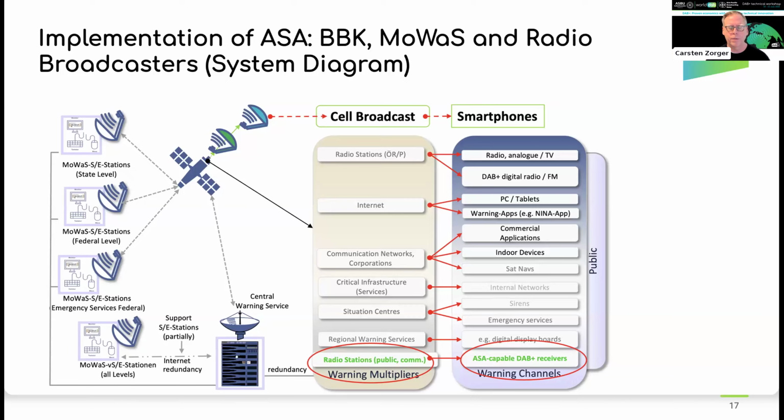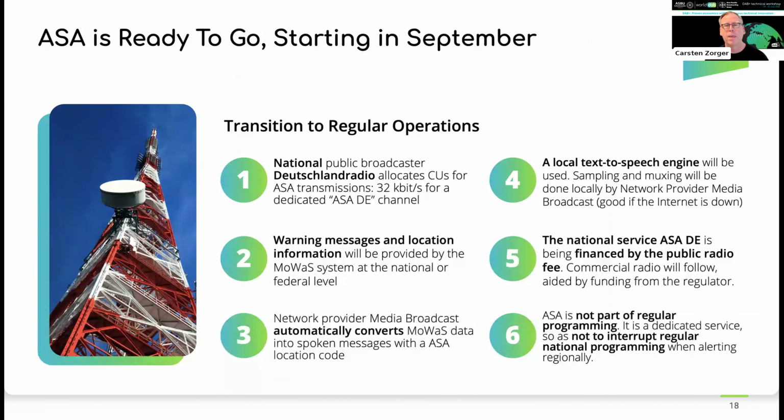Cell broadcast is wonderful. The mobile phone starts with a text message and an alarm sound. It's also with a location code, and it goes to the smartphones. We, of course, have sirens and a regular radio or other emergency services. And down there, you see in green, we included now ASA-capable DAB receivers as warning channels, and, of course, the radio stations or the network providers as warning multipliers.